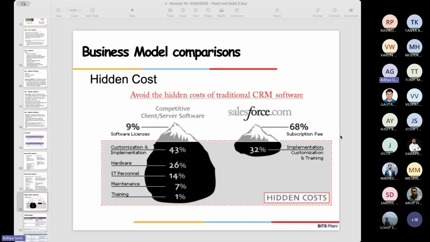Whereas with software as a service, yes, the subscription fee is higher, and implementation, customization, and training is 32%. Of course, here also it makes up to 100%, but this 100% is very cost effective compared to the left side 100% for the client-server architecture. So what we are trying to say here is that hidden costs are more in the traditional model compared to software as a service.